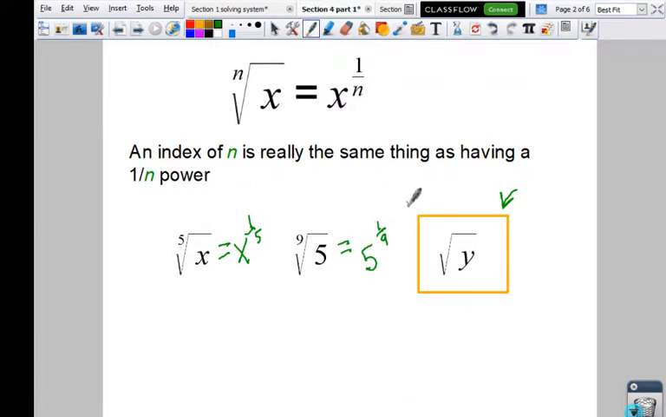And I'll give you a little bit of a hint. What's the index on this, even though we're not writing it? It's just always 2 if there's not one there. 2 squared, square root 5. She knows it. Okay, is that right? Good.